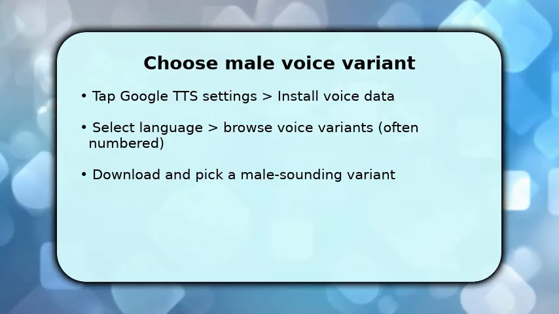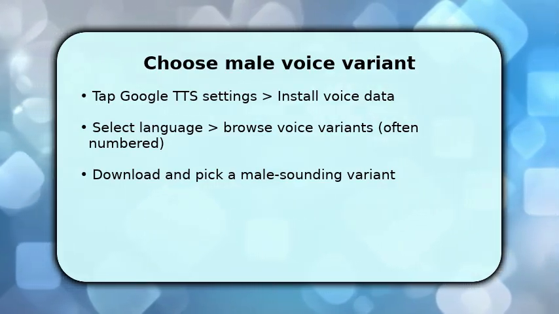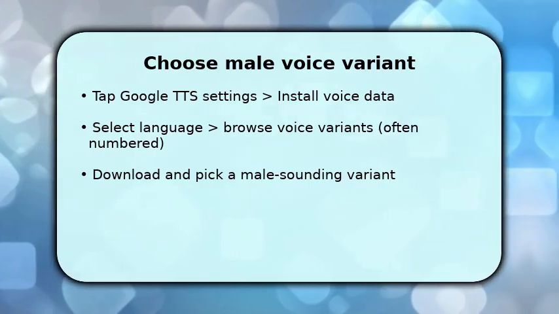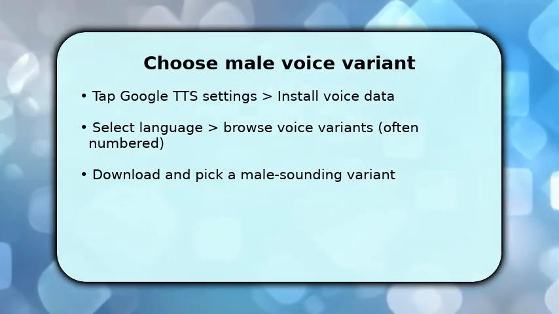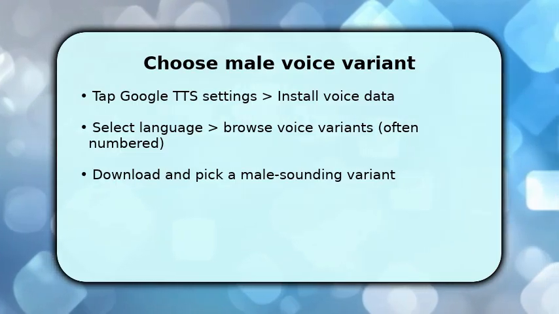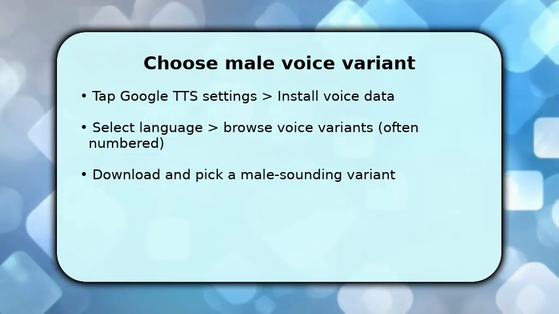In Google TTS settings, choose Install Voice Data, pick your target language, then review the voice variants listed. Variants are often numbered or labeled. Download the male-sounding variant and set it as the active voice.